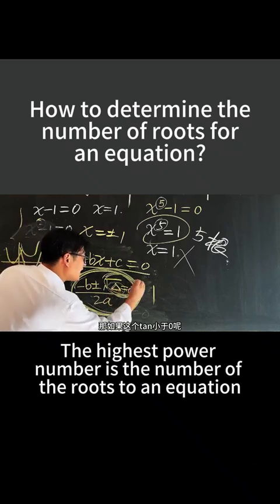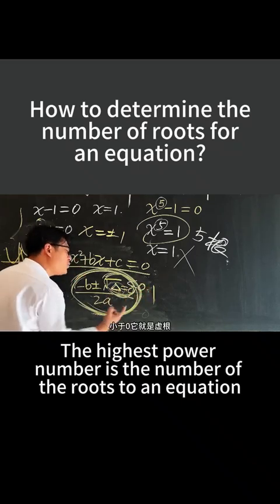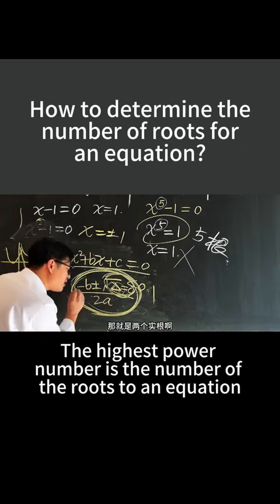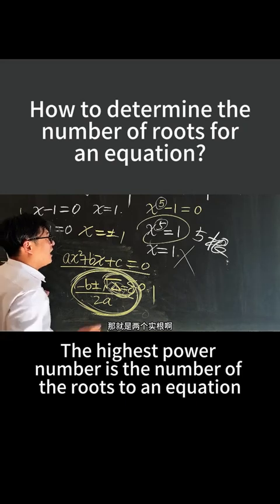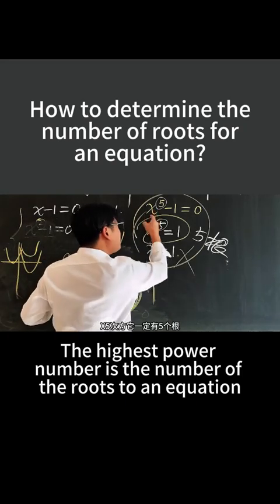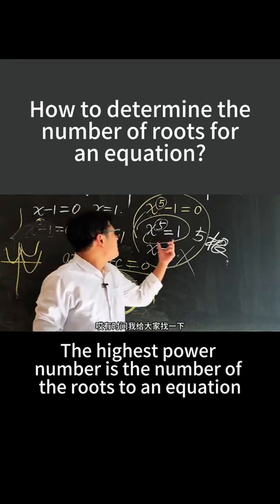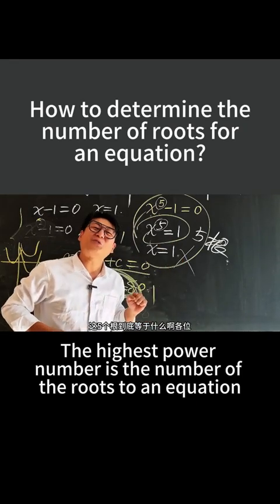So what if this is less than 0? If it's less than 0, then the roots are imaginary. There are 2 imaginary roots. And if it's greater than 0, then there are 2 real roots. So according to this rule, an equation of degree 5 in x must have 5 roots. When I have time, I'll help you find out exactly what these 5 roots are, everyone.